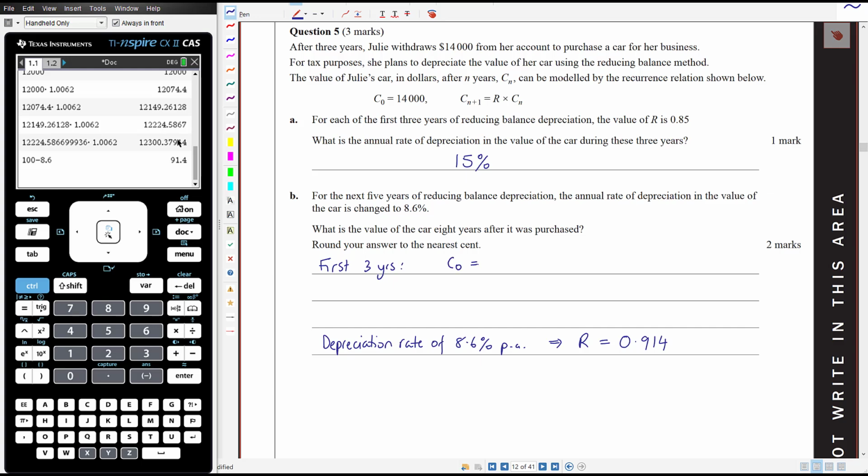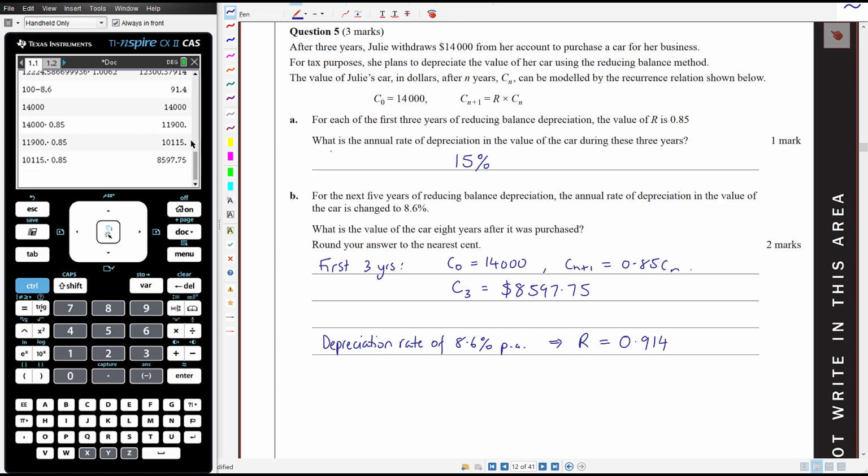okay, we know that C0 is $14,000 and Cn plus 1 is 0.85 times Cn. Okay, so that means we want to know what C3 is, so 14,000 multiplied by 0.85, so after 1 year it's that, 2 years, 3 years. So C3 is $8,597.75.